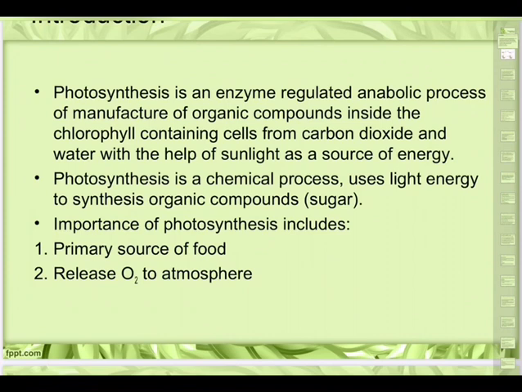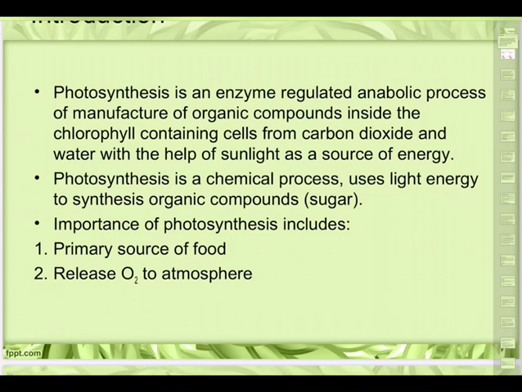So it's an anabolic process of manufacturing organic compounds. What are those organic compounds? It is the starch. And who is helping it? There is a pigment called chlorophyll, green color pigment. And this chlorophyll will be present in a cell organelle called chloroplast. And the chloroplast is a type of plastid.